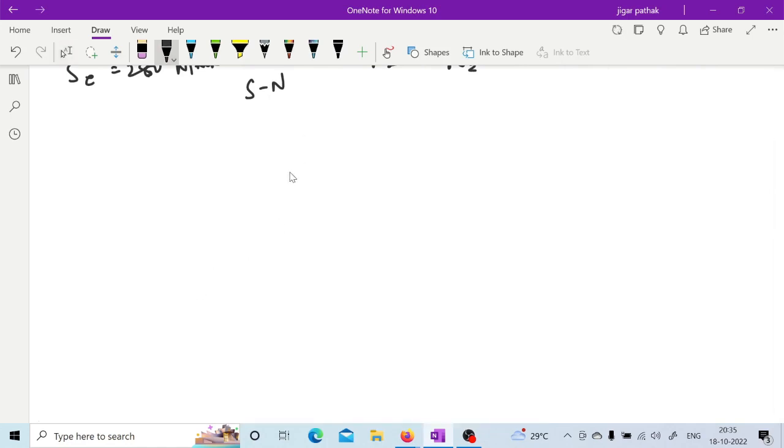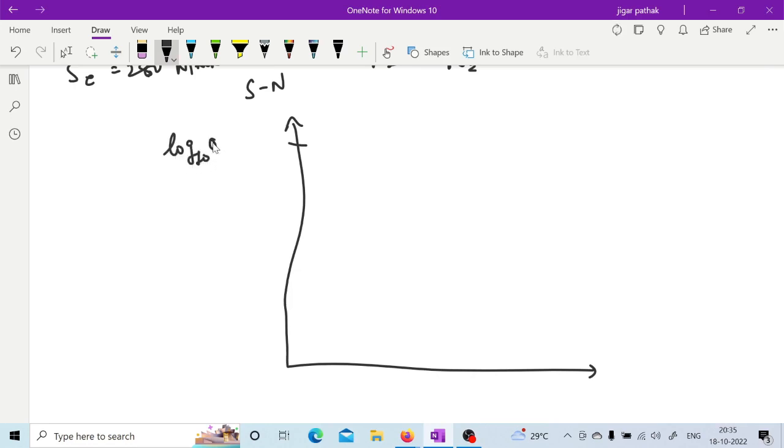If you try and plot this SN diagram, then first you will have log 10 of 0.9 SUT, right? Then you can have log 10 SE.